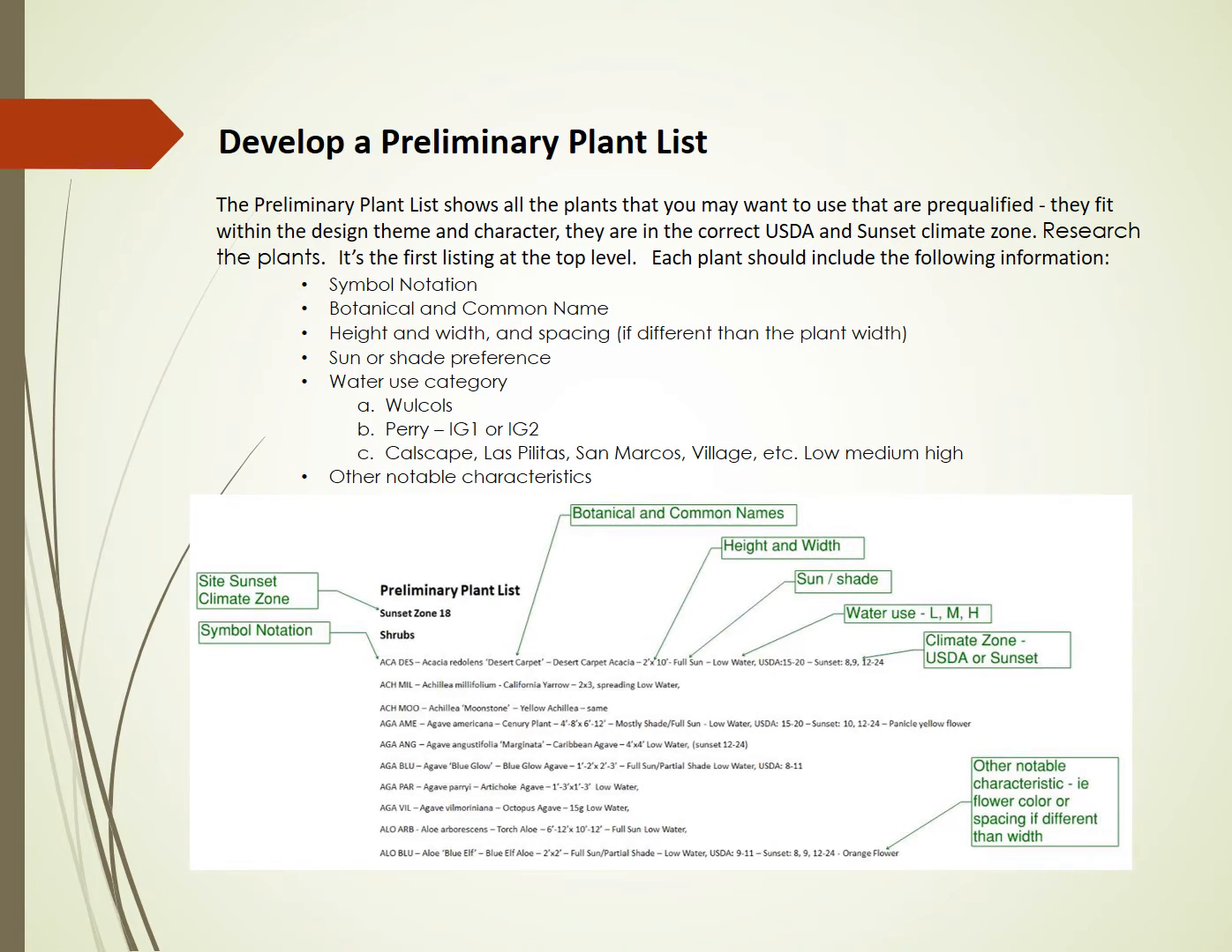The minimum plant notes that should be with each plant are a symbol notation, if applicable, and I like to use the 3-letter genus and species method, botanical and common names, height and width, sun and shade preference, water use category, usually that's WUCOLS, and other notable characteristics like a flower color or some sort of special shape and form. Also make sure the USDA and/or the Sunset climate zone for the site is noted predominantly at the top of the list.